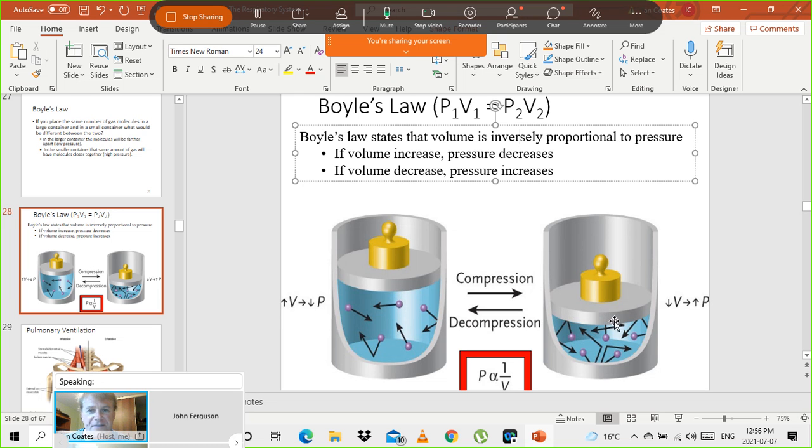What happens if I put the plunger down? My volume has gone down. My pressure has gone up. Boyle's law works inversely. So if you had 5 people in the living room, everyone's comfortable, low pressure. You put the same 5 people in the bathroom, well, people are going to start to get pretty mad. All right. So that's how this one works. And it's called Boyle's law. And this is how the lungs do this for free.